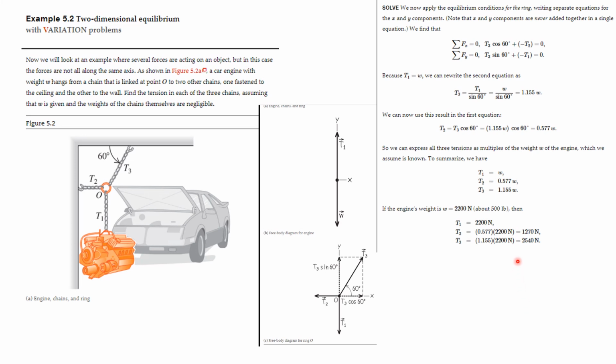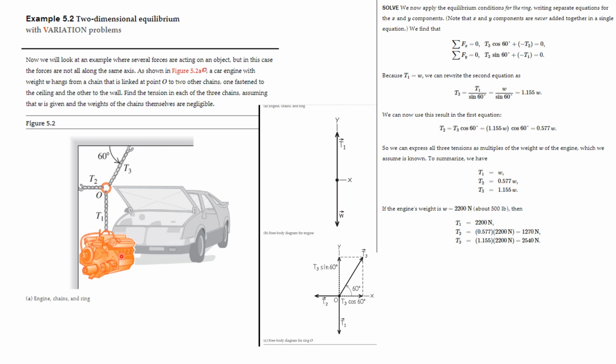Let's move on now, and we're going to talk about not only one-dimensional, but two-dimensional problems. Okay, so now we're going to look at an example. There are several forces acting on an object, but in this case the forces are not along the same axis. So we have a picture here, and you see we're lifting an engine up, but it's also anchored to the ceiling, and there's an angle of 60 degrees there.